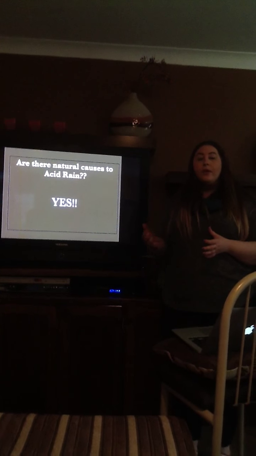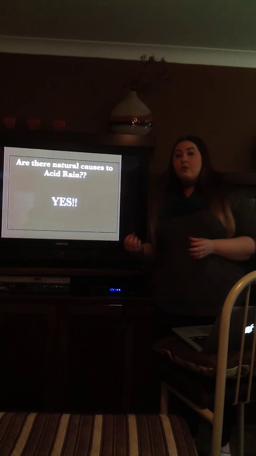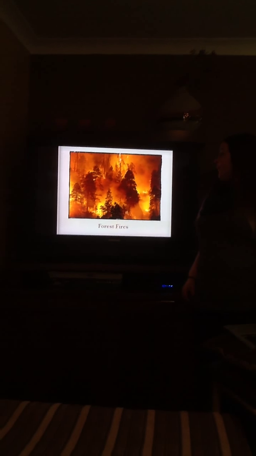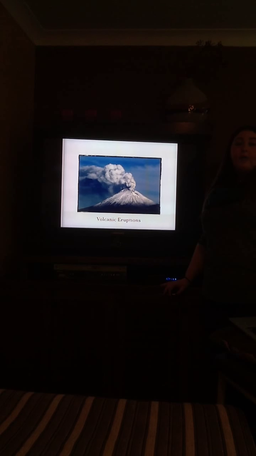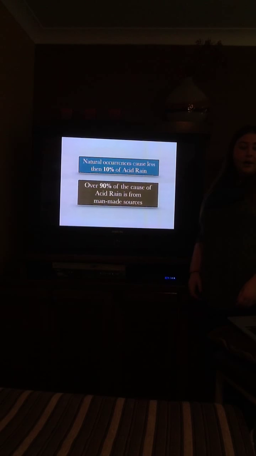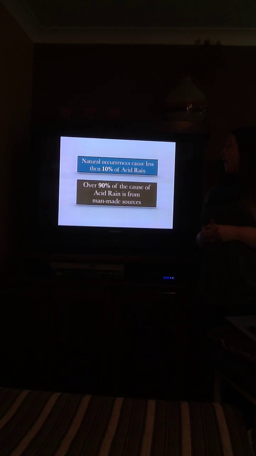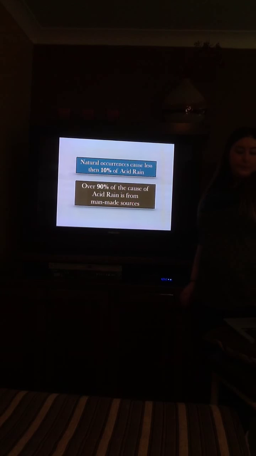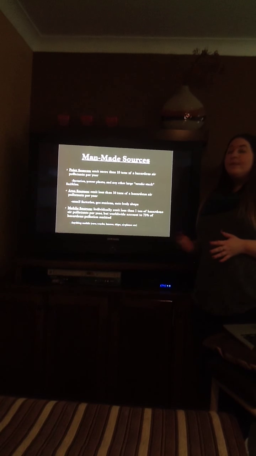A lot of people don't understand that there actually are natural causes of acid rain. The first one would be forest fires. Another one would be lightning. And finally, volcanic eruptions. Those are all causes of acid rain. But natural occurrences are only 10% of the cause of acid rain, whereas 90% of the causes of acid rain are from man-made sources. There are three types of man-made sources.